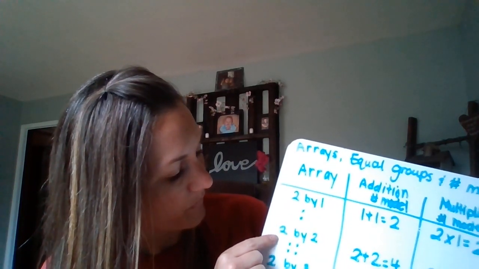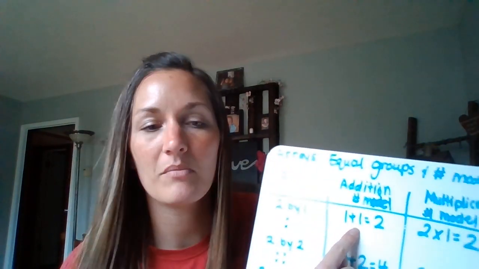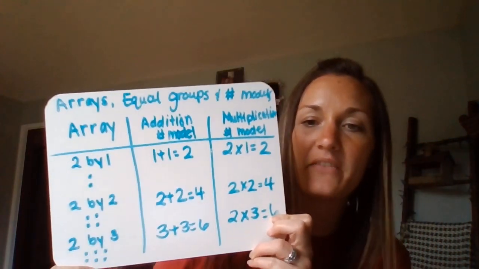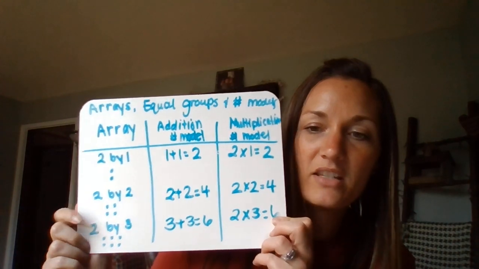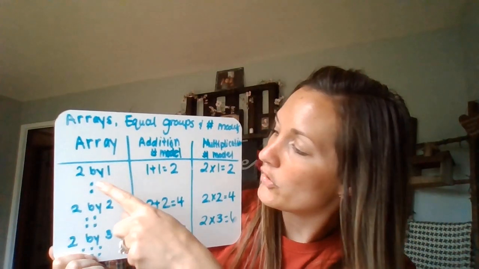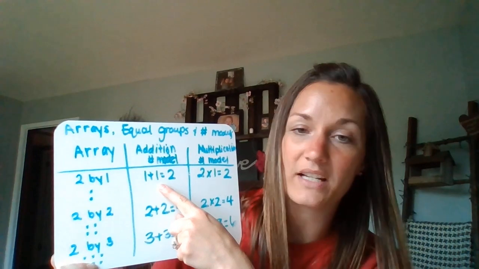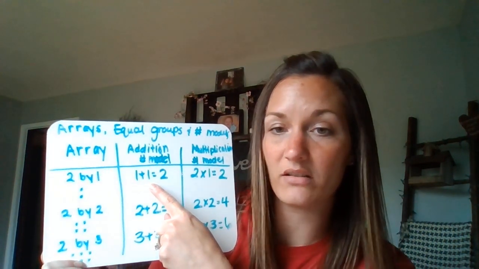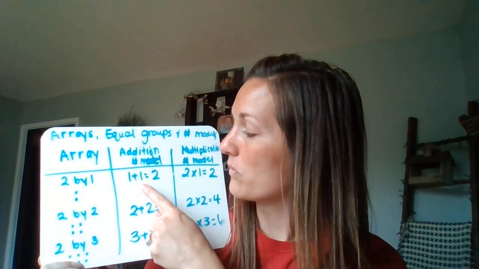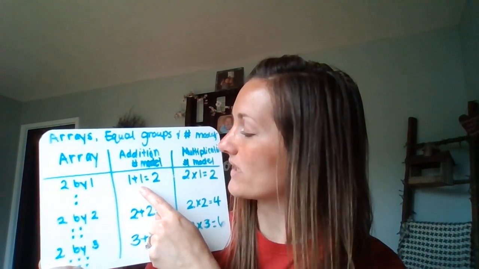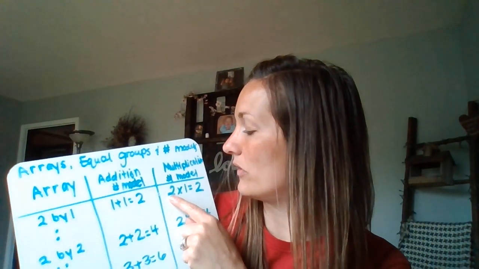The addition model for 2 by 1 would be 1 plus 1 because those are equal addends. Those are both equal. They are the same number. So 1 plus 1 would equal 2. If we were trying to do a multiplication number model, it would be 2 times 1 equals 2.